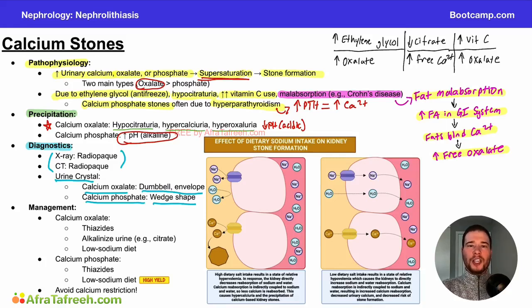However, if you just think about the general structure that you might expect to see with a dumbbell, it might look something like this, and an envelope would look something similar to this. Again, I think it's more important to be familiar with the general shape or idea of the stone than to necessarily be able to pick out a picture of that particular stone.